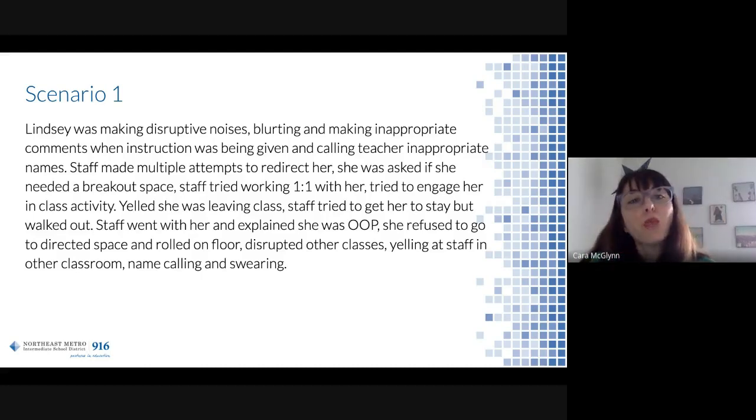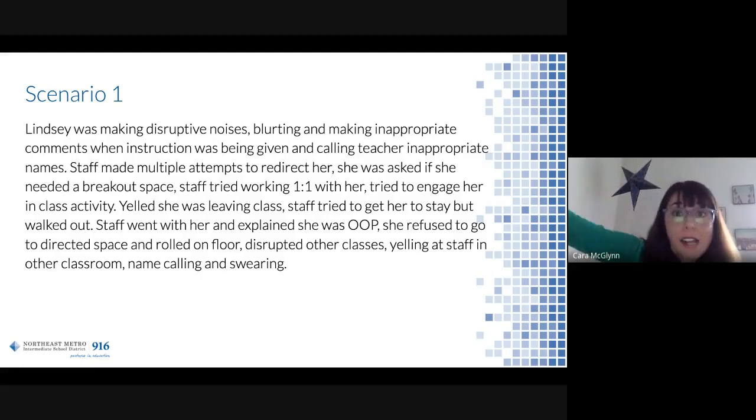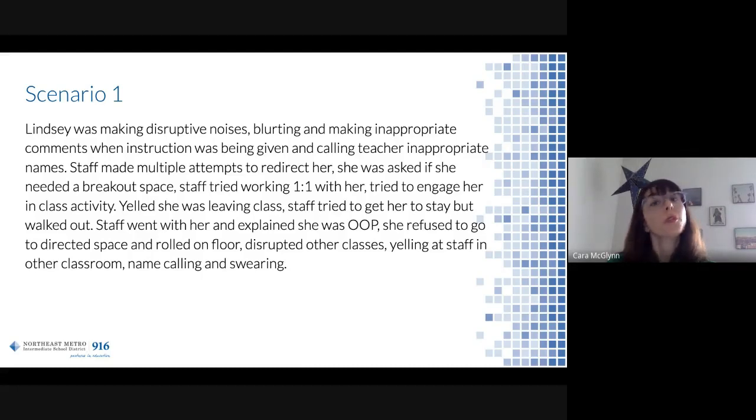It says staff made multiple attempts to redirect her. So if you are making multiple attempts, but it's "Lindsay, take a break, Lindsay, take a break, Lindsay, you need to get out of the classroom," that feels very different than "Lindsay, you can go to a breakout space and we can work one on one, or you can remain in the class, but the words have to stop." And then you're going to stare at her for like 30 seconds and you're going to count that in your head and you're going to give her those choices again. And then hopefully she'll tell you what she needs.